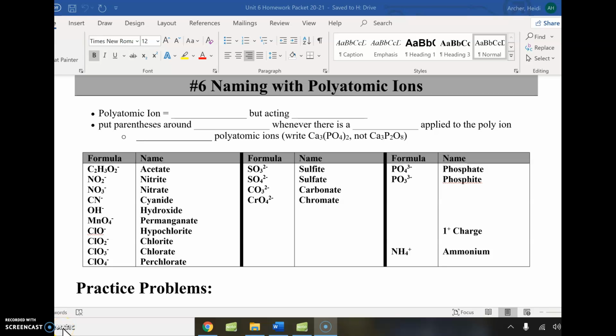Welcome back, everyone. After we just practiced the simple binary compounds and the ones including a transition metal, we're going to add one more layer to this with using polyatomic ions.